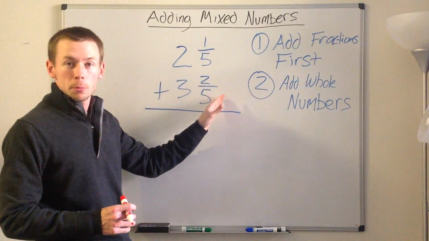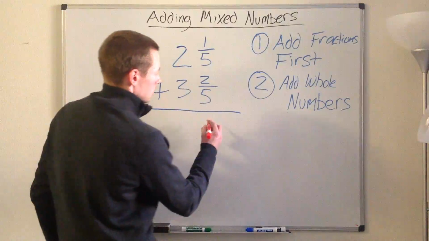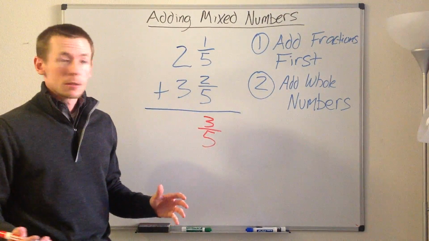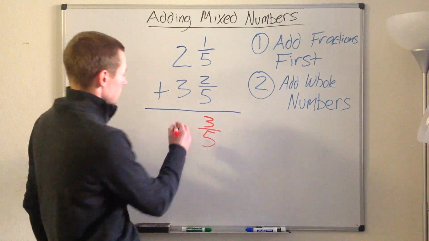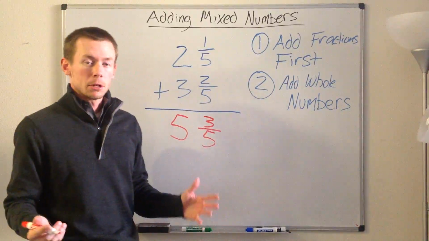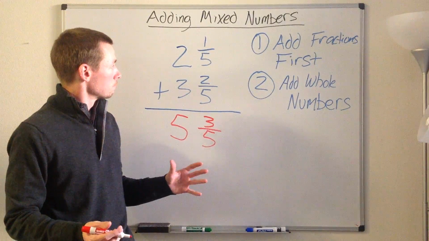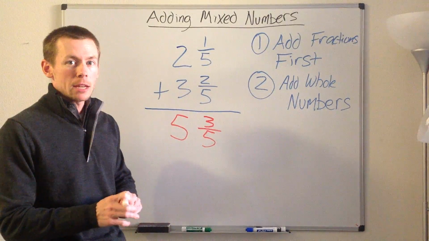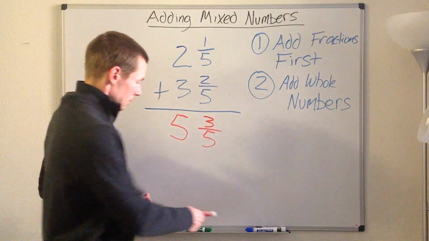So 1/5 plus 2/5 equals 3/5. And 2 plus 3 is 5. Not bad. Pretty easy. Okay. But what happens if the problem then changes to this?